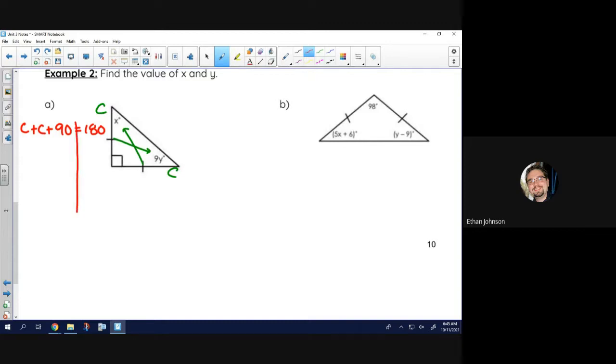So let's combine like terms. 2C plus 90 equals 180. Subtract 90 from both sides. 2C equals 90. And divide both sides by 2. C equals 45. So what that means is both of these angles have to be 45 degrees.